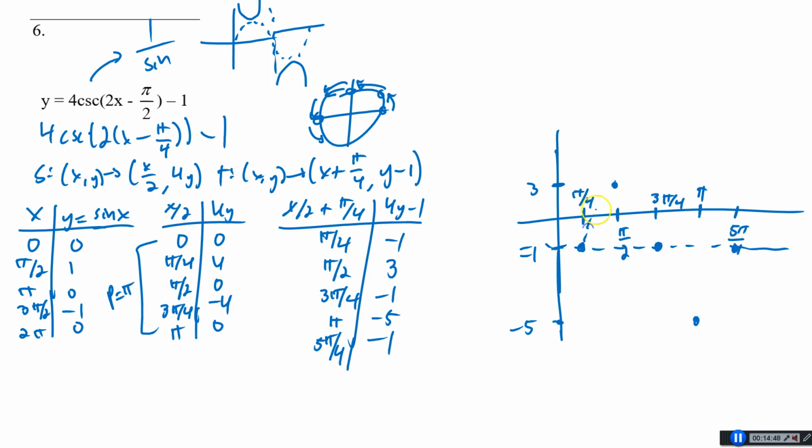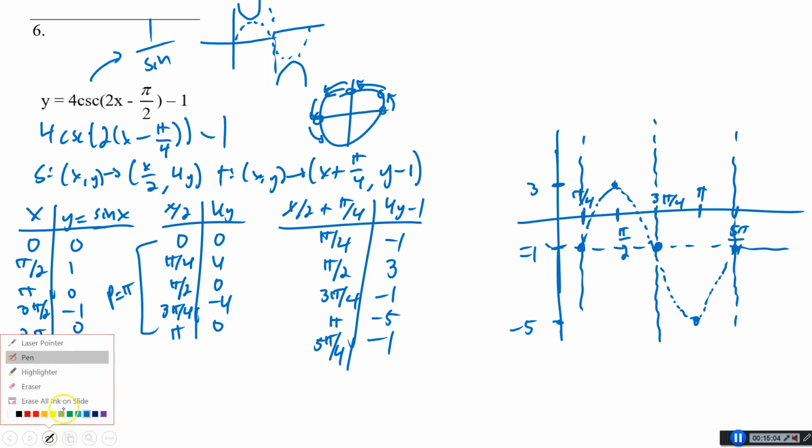I'm going to make a dotted line for the sine wave because we're not really graphing sine. We're graphing cosecant. There's our sine wave. So now we put in the asymptotes at the zeros. There's one there, one here, and one here. And I make the U's. Maybe I'll use a different color to actually graph the cosecant wave.